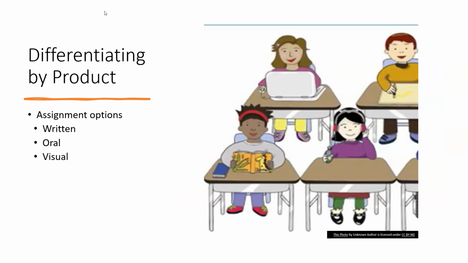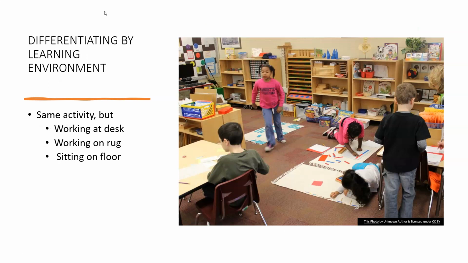Teachers who differentiate by product allow students to create different assignments for the same topic based on the teacher's understanding of what best fits the student's learning needs. When differentiating by learning environment, students who need to work in a quiet space can find a spot apart from the rest of the class, while others can spread out or work quietly at a desk.